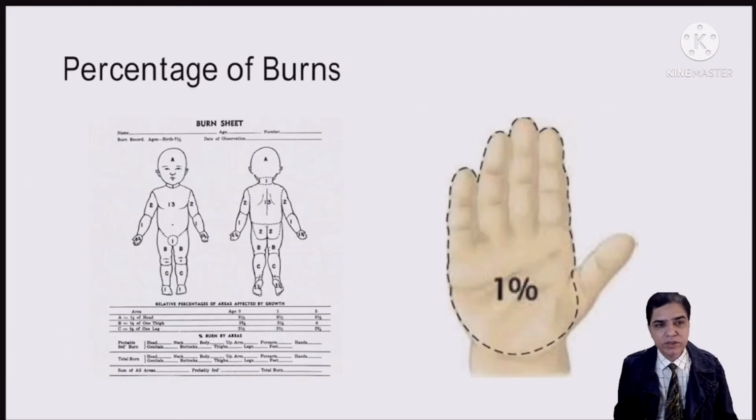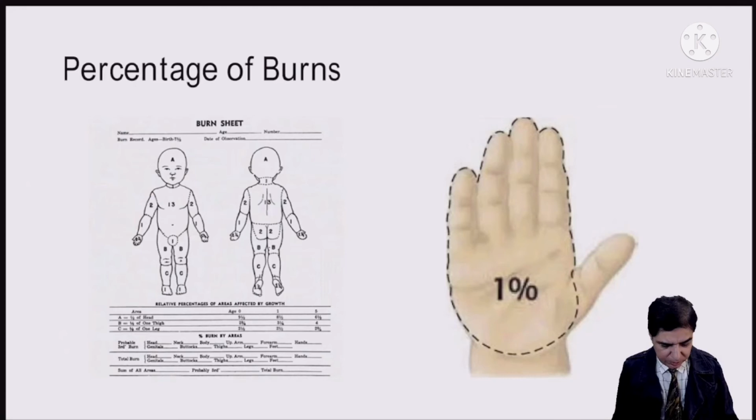How do we calculate the percentage of the burns? Now, different formulas are used, different types of charts are used. One is the Lund and Browder maps, which we use. They're a bit confusing because they are used for different ages, for under 2 years and greater than 2 years, and they are used in different centers.